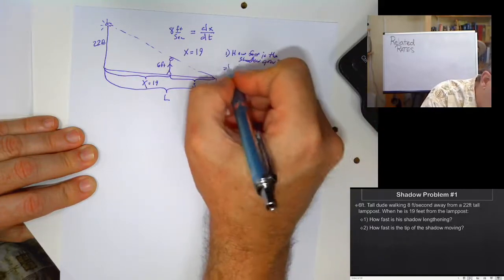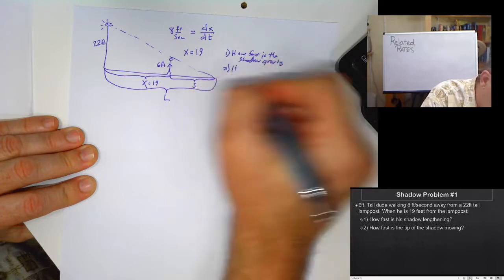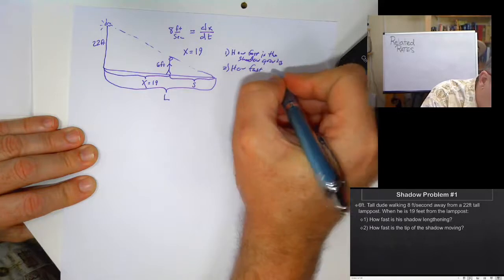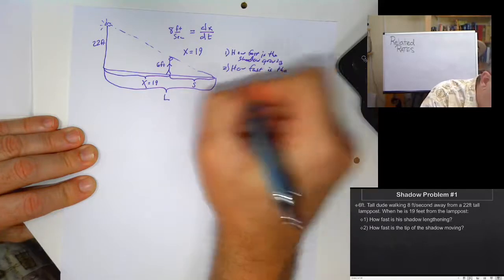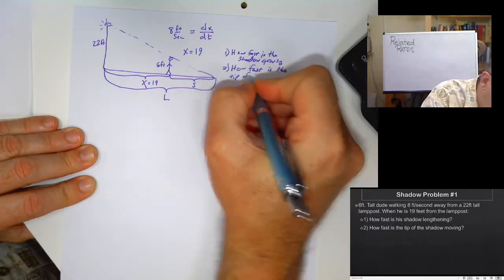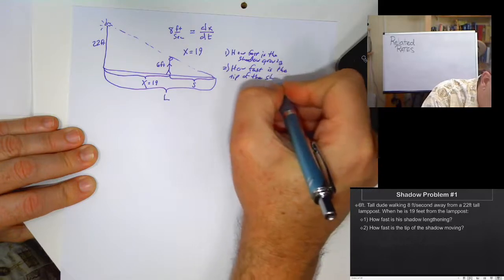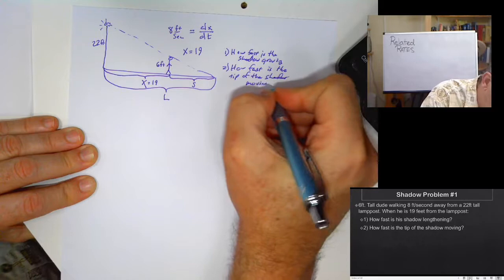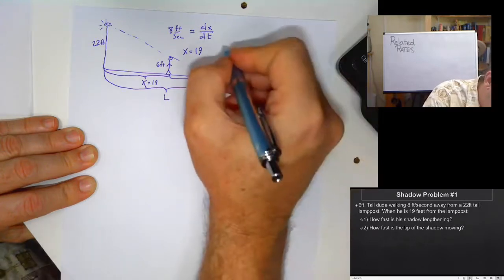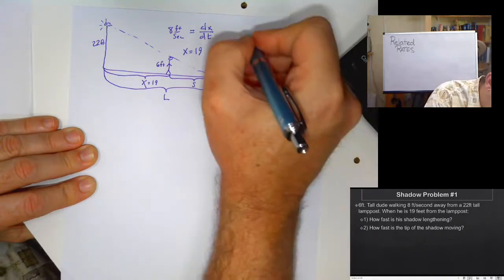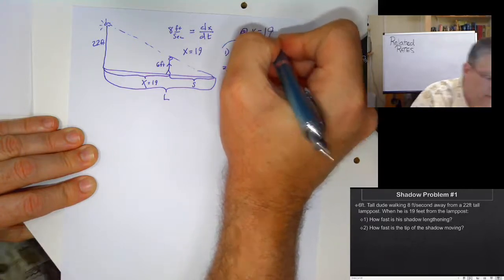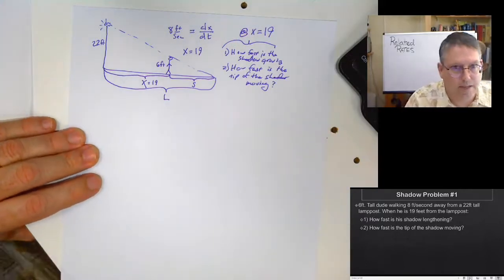And then 2 is going to be how fast is the tip of the shadow moving along the sidewalk? How fast is the tip of the shadow moving? And these are both at x equals 19. So that's the snapshot we're going to take.